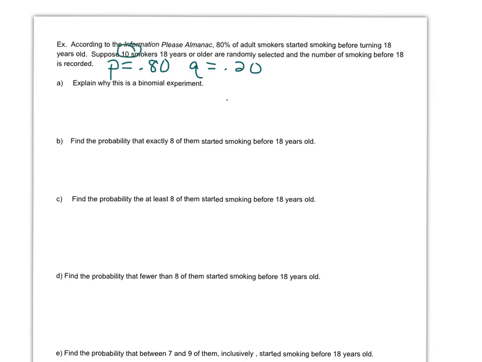So we know these people smoke, so we know that 80% of them in general started smoking before they were 18. So this is a binomial experiment because there are two outcomes, right? It's either yes, they started before 18, or no, they didn't. Consistent probability, 0.8, and a fixed number of trials being 10.